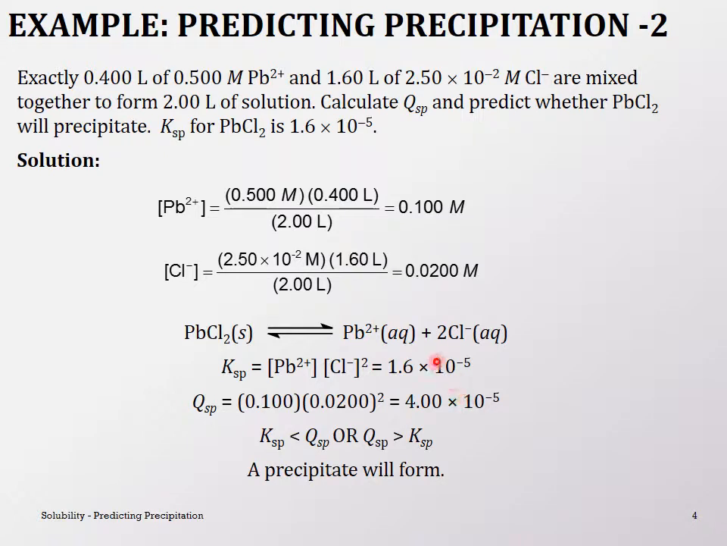So compare these two, and again your QSP is larger than your KSP. If QSP is larger than KSP, then a precipitate is going to form. The important thing here was to remember to calculate the new molarities of the lead ion and the chloride ion, because you're mixing two solutions.